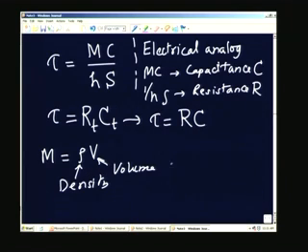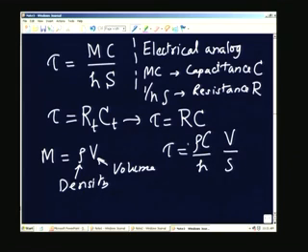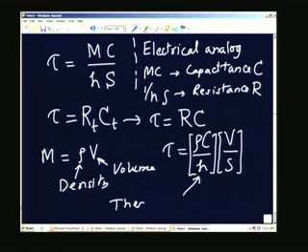So, if I do that, then I can write tau as M is rho into V, so I will write rho C multiplied by V divided by H into S. So, I am dividing it into two groups. This first group is thermal in origin, and this is geometrical, which has to do something with the size and the shape of the sensor. So, it is actually the volume to surface area ratio.